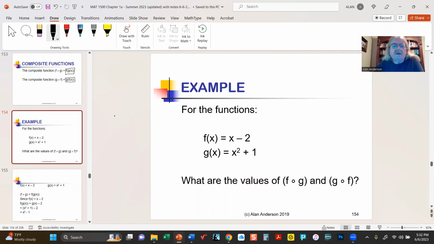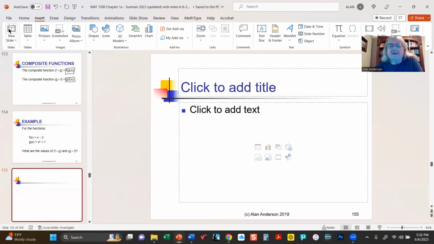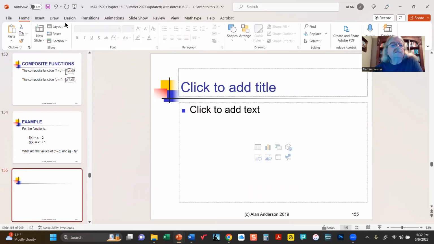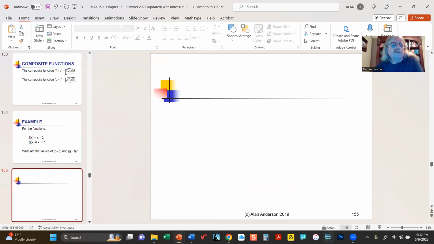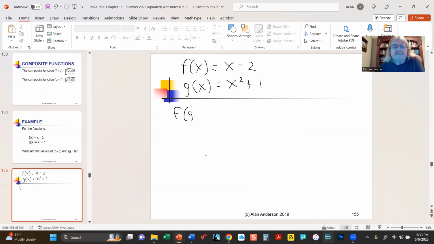All right, so here's what's actually happening. Here's how we have to look at it. Let me just insert a new slide here for a second. So let me just quickly write these down one more time. f of x is x minus 2. g of x is x squared plus 1. So in order to calculate f of g of x, it's pronounced f of g of x.